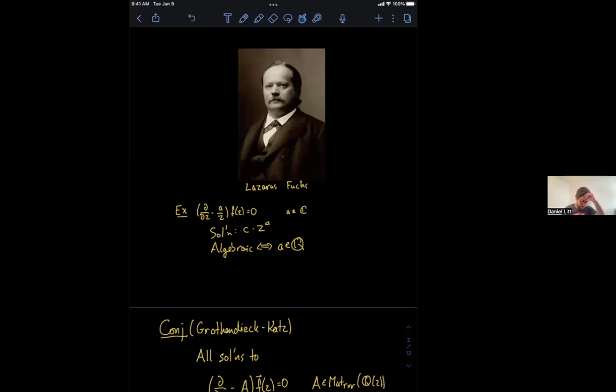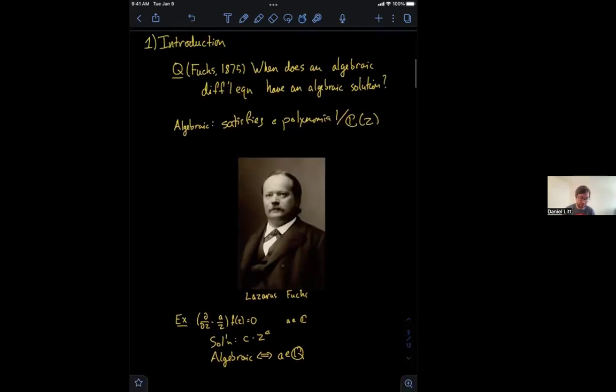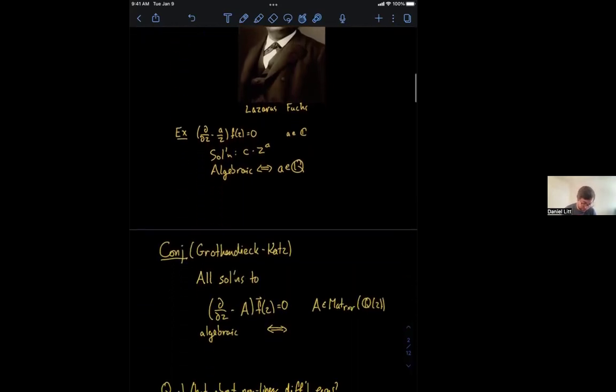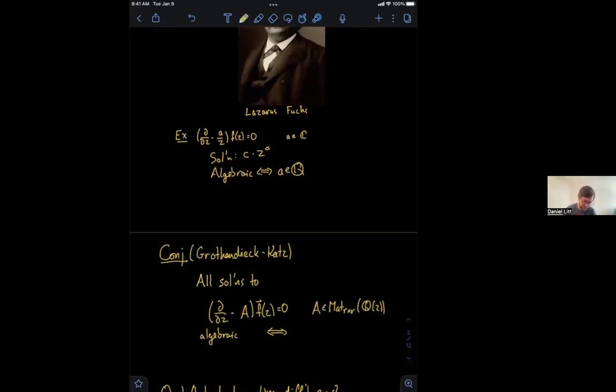Okay, so at this point, I think maybe it shouldn't be totally surprising that there's a conjectural arithmetic answer to the question of when an algebraic differential equation has an algebraic solution. And I think the standard answer for linear differential equations is due to Grothendieck and Katz. So they make the following conjecture. Suppose you have a matrix of rational functions with rational coefficients. Here A is an r by r matrix with entries in Q(z). Then you can consider the differential equation d/dz minus A applied to a vector f is 0.